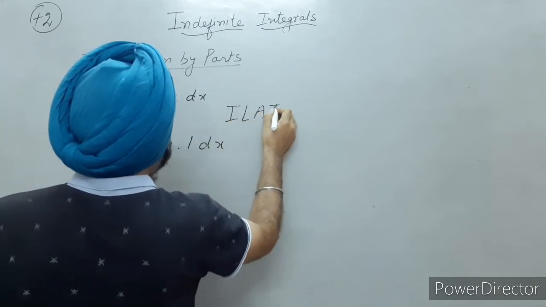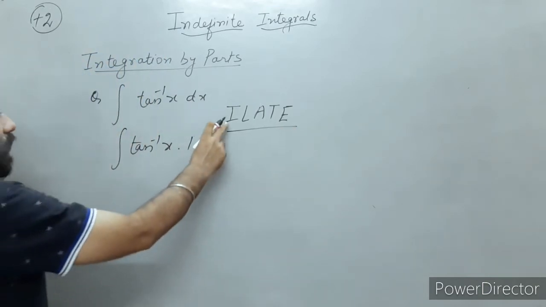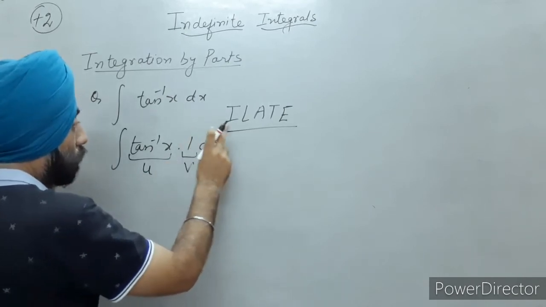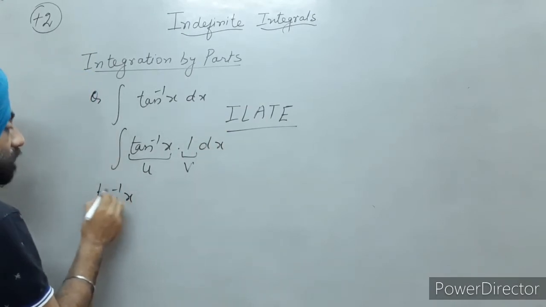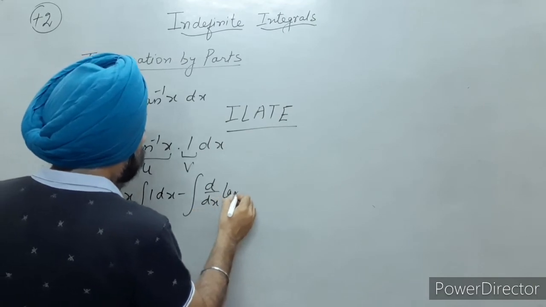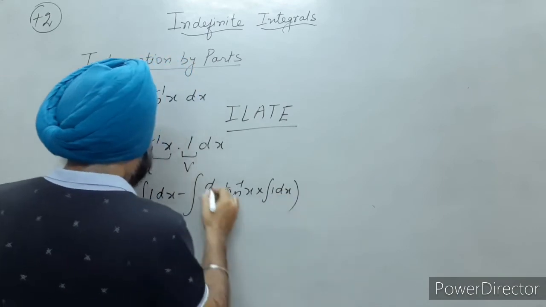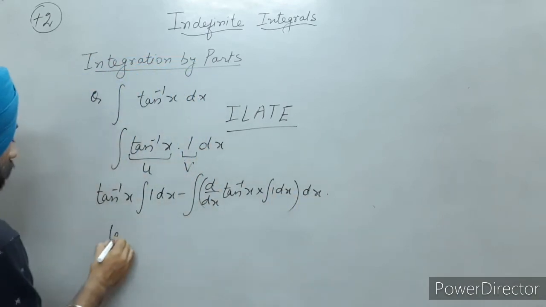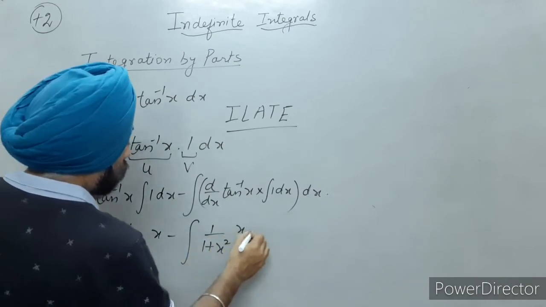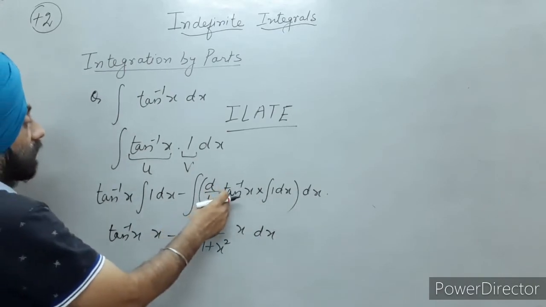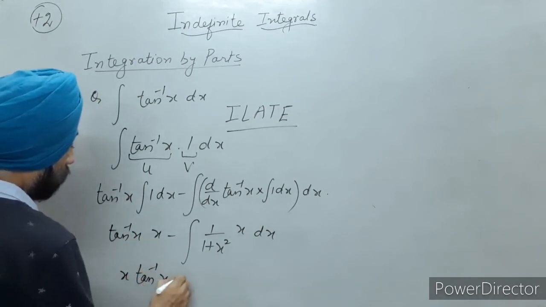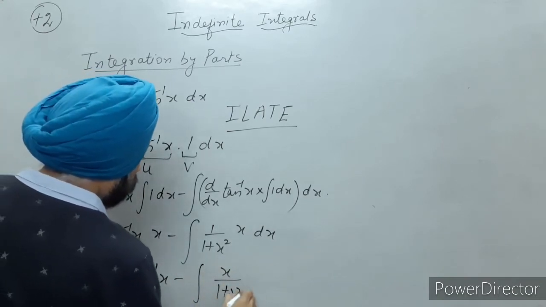Again I am going to follow the Eilert rule. I means inverse trigonometric function. This becomes my u, this is my v. Now I have to integrate. One is an algebraic function. Integrate: tan inverse x first function, integral of second function, minus the integral of the derivative of first into the integral of second. The whole integral is there, so dx is there. It is x tan inverse x minus the derivative of tan inverse x, which is 1 upon 1 plus x square, into x. The integral of 1 is x. So now I have x tan inverse x minus the integral of x upon 1 plus x square dx.